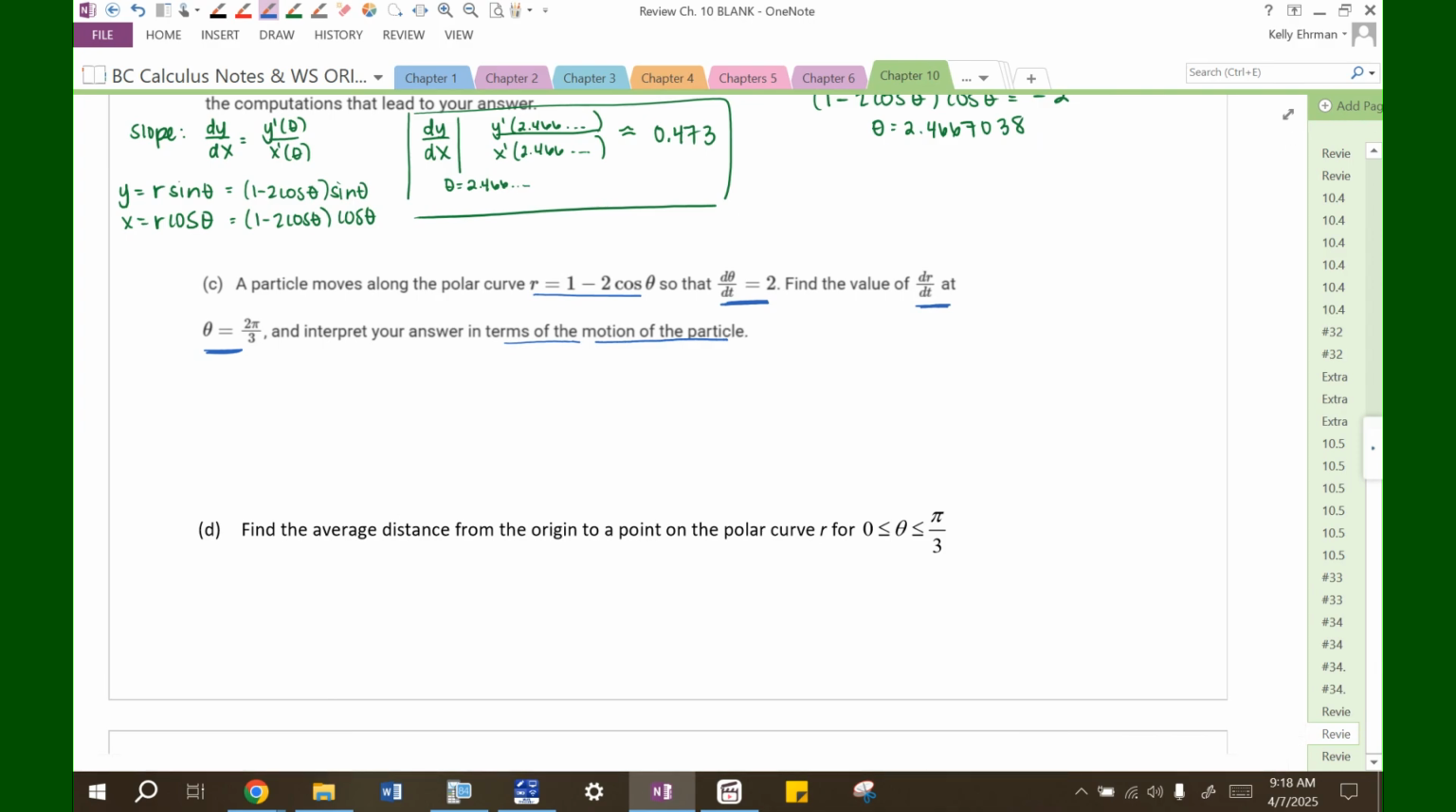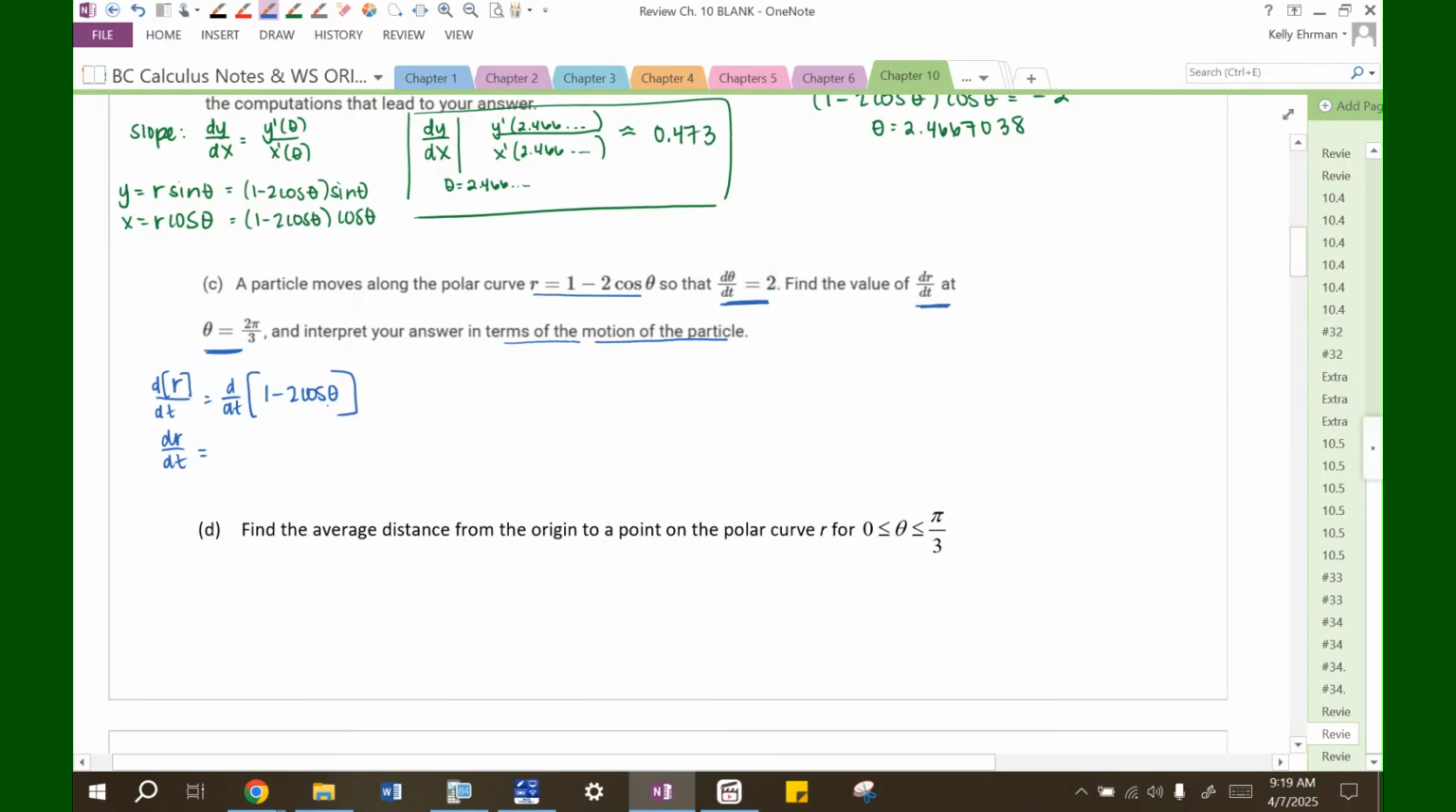So first thing, they tell me d theta/dt is 2, and I want dr/dt. So I have an r equation. r equals 1 minus 2 cosine theta. So if I want to find dr/dt, let's take d/dt of both sides of the equation. Let's start there. Take the derivative with respect to t of both sides of this equation. That makes this dr/dt.